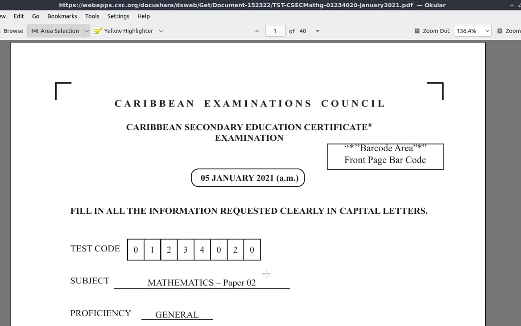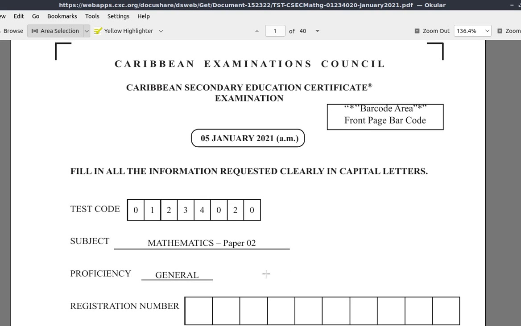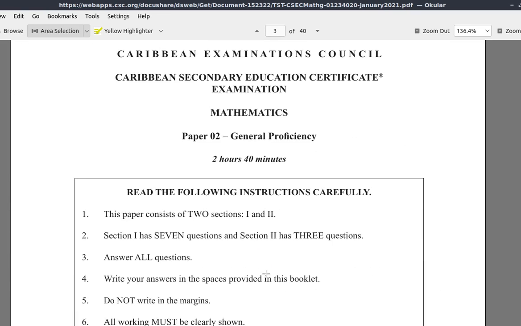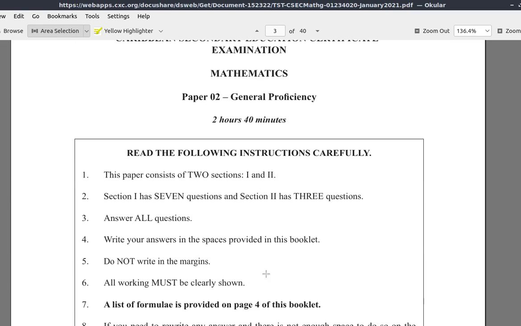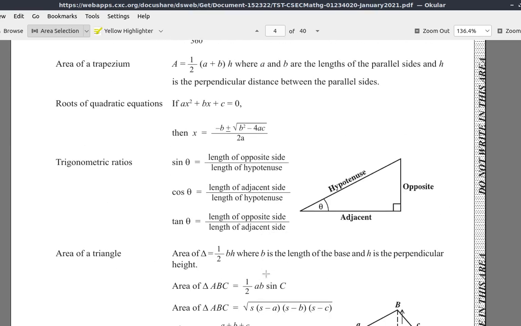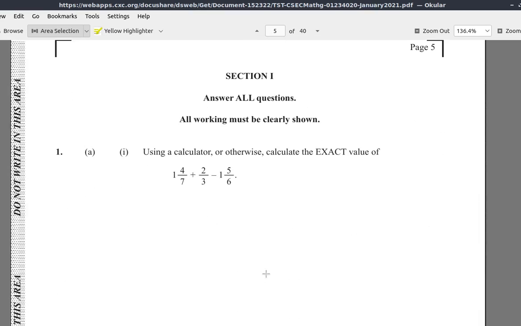Let us look at the January 2021 CSEC Mathematics past paper. We have our cover page here and our formula sheet.